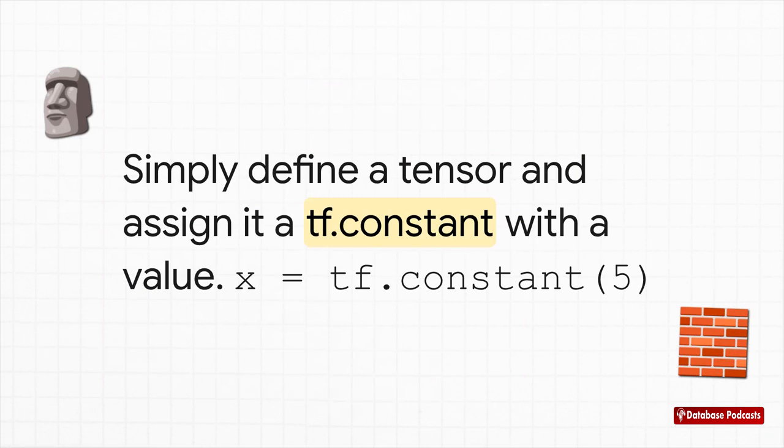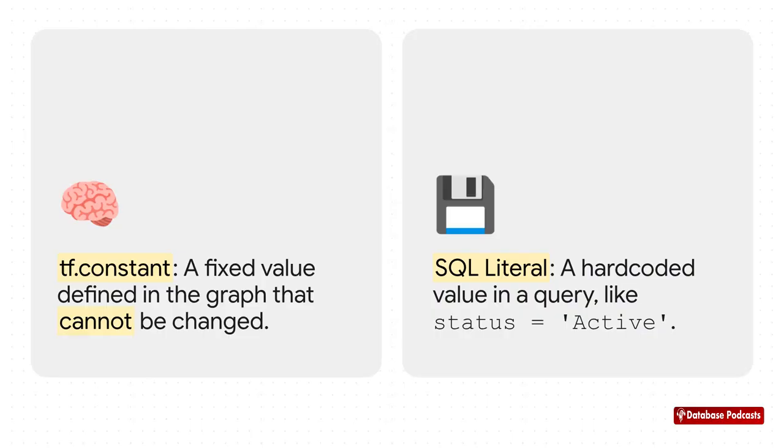And making one is just as easy as it looks. You just define a tensor, we're calling it x here, and tell it to be a TF.constant with a specific value. In this case, the number 5. Simple as that. Now, for any of you out there with a database background, here's a great way to think about this. A TF.constant is basically the same as a literal value that you'd hardcode directly into a SQL query. It's just a fixed, known value that's not going anywhere.